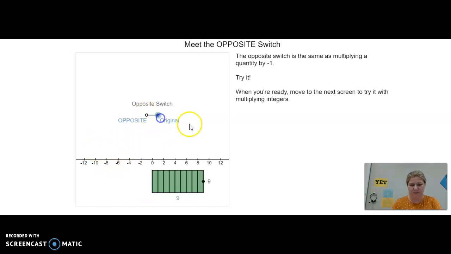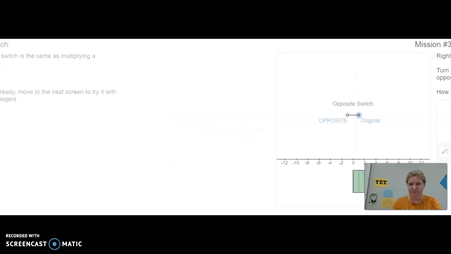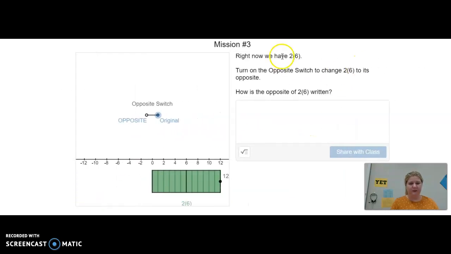So let's move on. So here we have 2 groups of 6. 2 groups, in each group there's 6. So the question is, how is the opposite of 2 groups of 6 written? So the opposite of 2, and the groups are still 6.